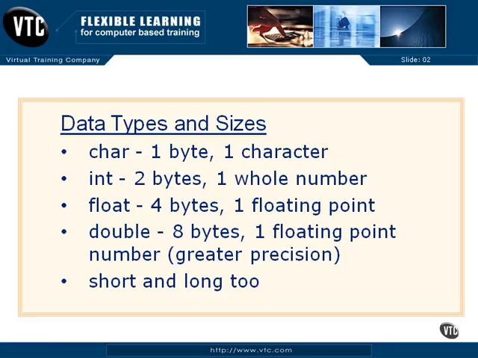A floating point, or a float, is generally 4 bytes of storage and will contain one floating point number. A double takes 8 bytes of storage, but it still only holds one floating point number. That number just has much greater precision. You can be much more precise. That's usually used for higher math, graphics, computational things like that, not dollars and cents or anything along that line.